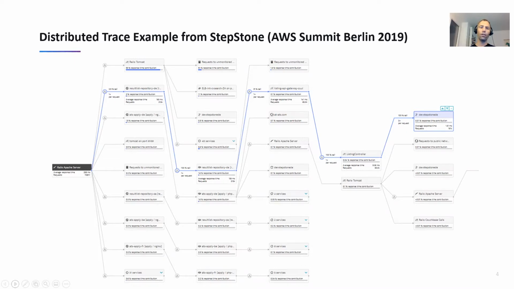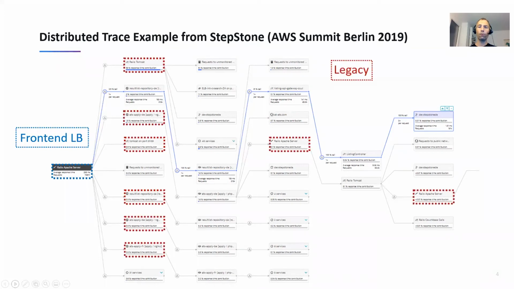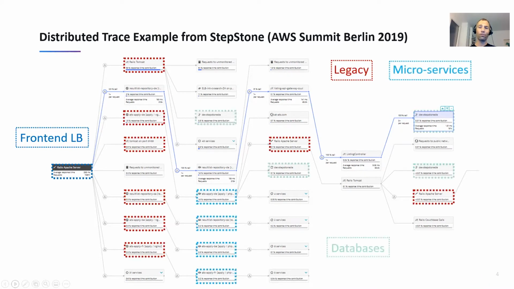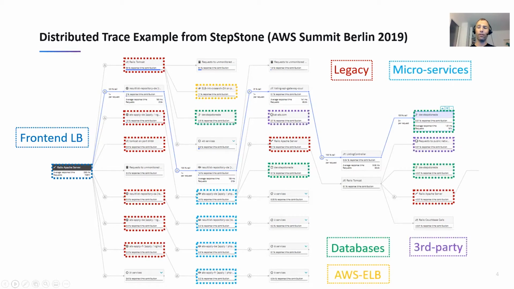What you see here is basically an end-to-end distributed trace that starts at the front with a front-end load balancer, and it's an Apache server. Then it goes through different legacy systems, microservices, databases, AWS ELBs, and third parties, and there are many more components. As you can see, this is a distributed system with a single request coming in the front, or let's say requests coming in to the front of your system, and then they're spreading out across all sorts of services and components.